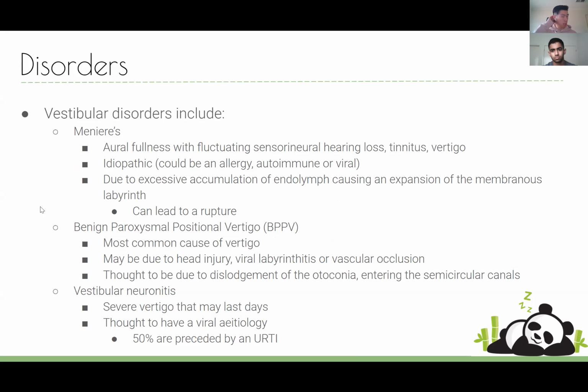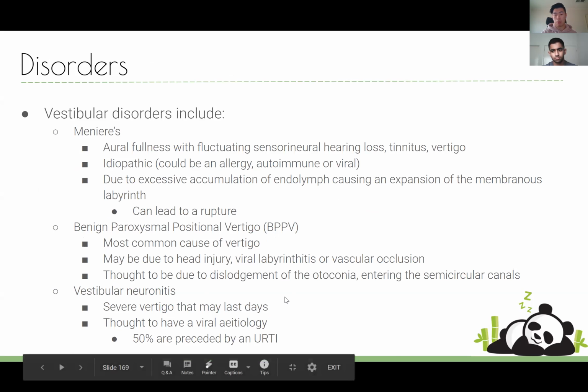These are the three disorders that are associated with vestibular problems. They aren't super important, but they're called Meniere's, benign paroxysmal positional vertigo, which is very common and is the most common cause of vertigo, but it's not that important, and vestibular neuronitis. These are conditions that exist, but I wouldn't expect to be assessed on them.